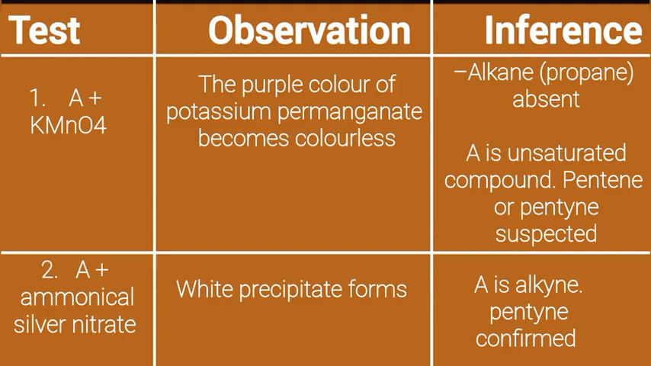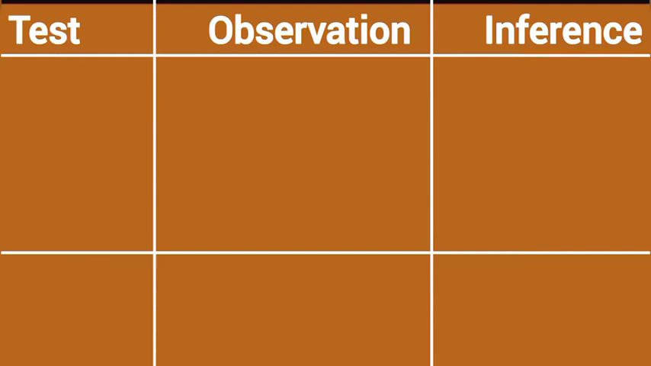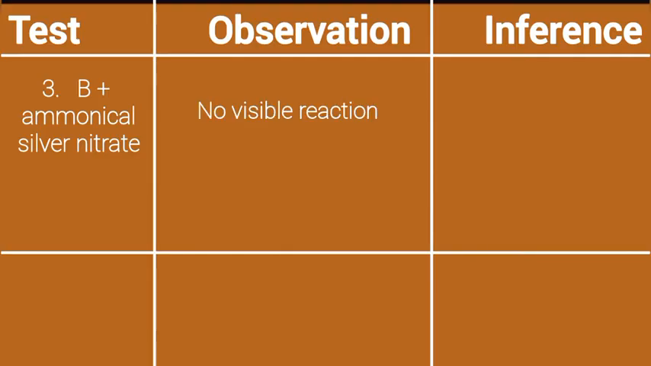All right, let us move on to liquid B. Now in this case, I decide to expose liquid B to ammoniacal silver nitrate. So imagine that I add my reagent, ammoniacal silver nitrate, into the test tube containing liquid B, which I don't know what it is. And then imagine that there is no visible reaction. That is, nothing happened to the ammoniacal silver nitrate solution. The mixture of liquid B and ammoniacal silver nitrate in the test tube, nothing happens.